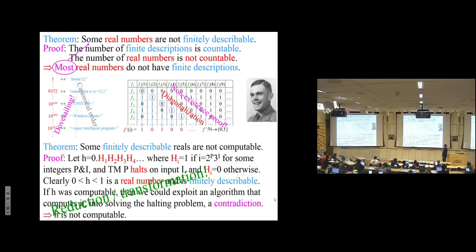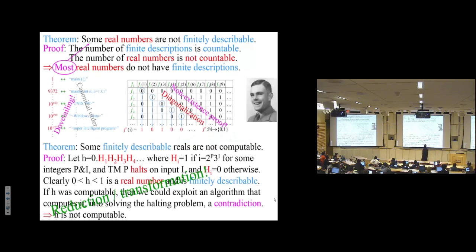So it's a form of reduction or transformation. The non-computability of the halting problem implied the non-computability of this real number. And of course, there's many other real numbers that are not computable too. I just gave you an example of one, but there's an uncountable number. Because there's an uncountable number of real numbers, only a countable number of finite descriptions. And it's a form of Gödel numbering.